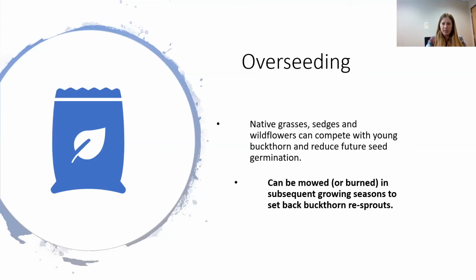So you can use diverse seed mixes and ideally compete with the buckthorn resprouts, reducing future buckthorn seed germination. Native species are well tolerant to fire. They can be burned in future growing seasons, and so the native herbaceous cover can help provide fuel for that prescribed burn. That can be a really useful tool to reduce resprout numbers and also provide a more diverse habitat.